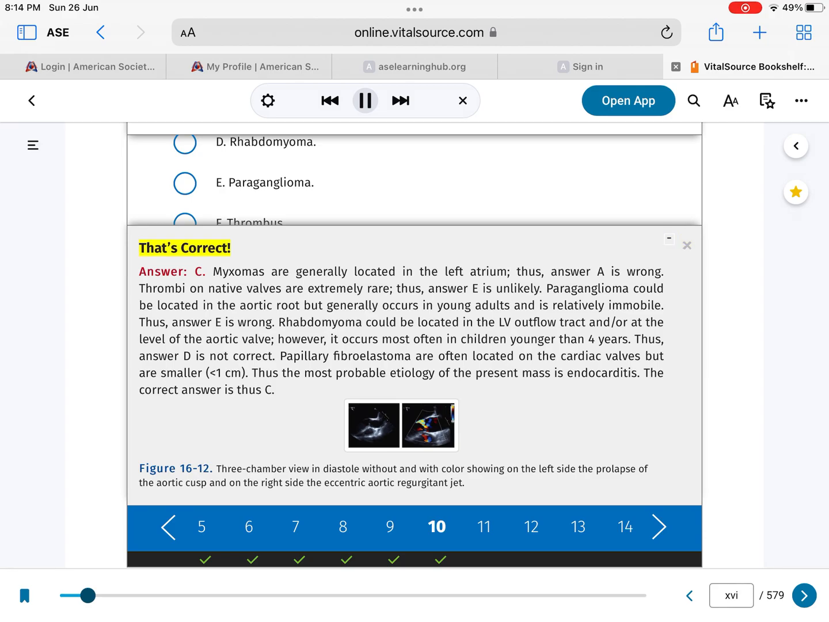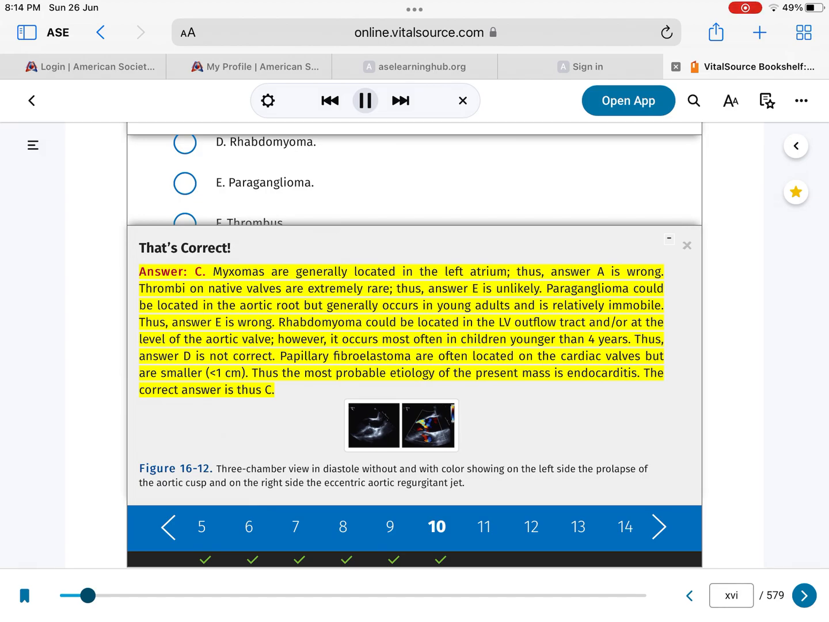Answer C. Myxomas are generally located in the left atrium. Thus, answer A is wrong. Thrombi on native valves are extremely rare. Thus, answer F is unlikely. Paraganglioma could be located in the aortic root but generally occurs in young adults and is relatively immobile. Thus, answer E is wrong.